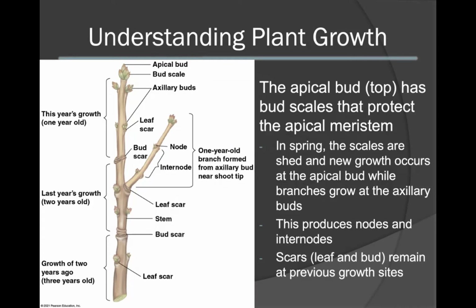Take a look at the image to the left to see the difference in the 3-year growth of a tree bud. Note the presence of the leaf scars, which remain at the previous growth sites, as well as the bud scars. Note how the stem is growing in the vertical direction and the branches are growing in the axillary or lateral direction.